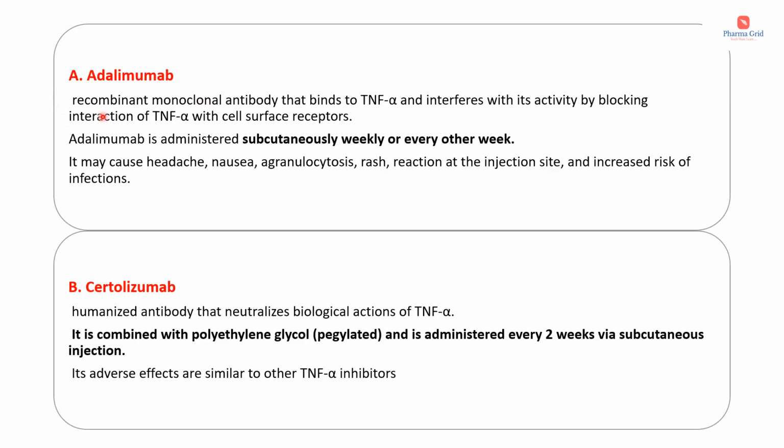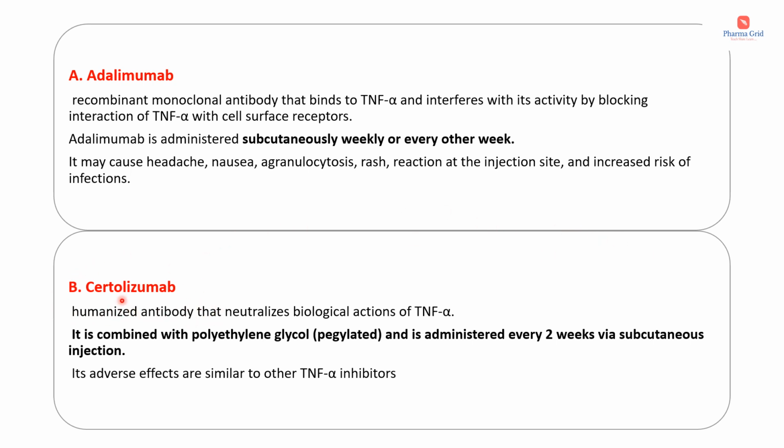First one is adalimumab. It is a recombinant monoclonal antibody that binds to TNF alpha and interferes with its activity by blocking interaction of TNF alpha with cell surface receptors. This drug is administered subcutaneously weekly or every other week. Adverse reactions mainly include headache, nausea, agranulocytosis, rash, injection site reactions and increased risk of infections.